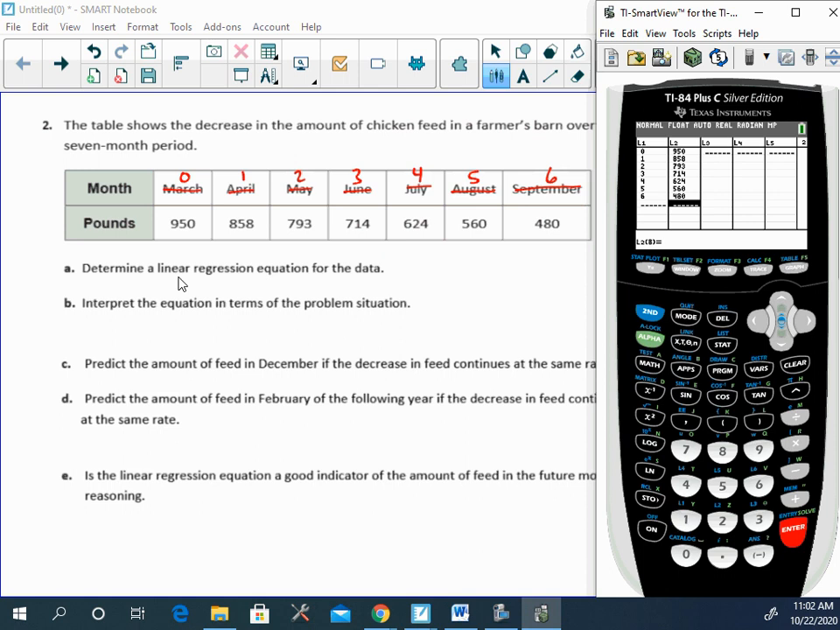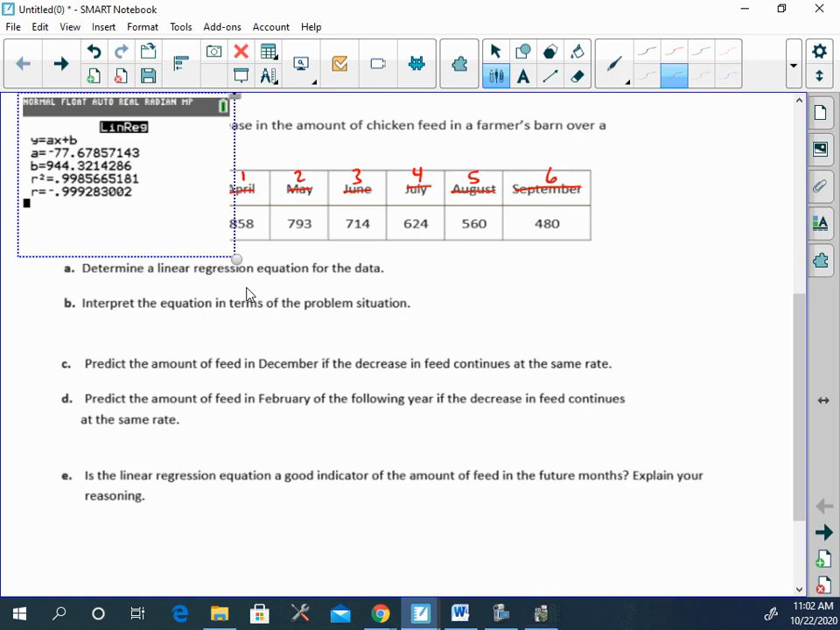And once we have the data in, for linear regression, we go STAT, over to CALC, down to number 4, LinReg. And then you hit enter, and it should give you an equation and a correlation coefficient here.